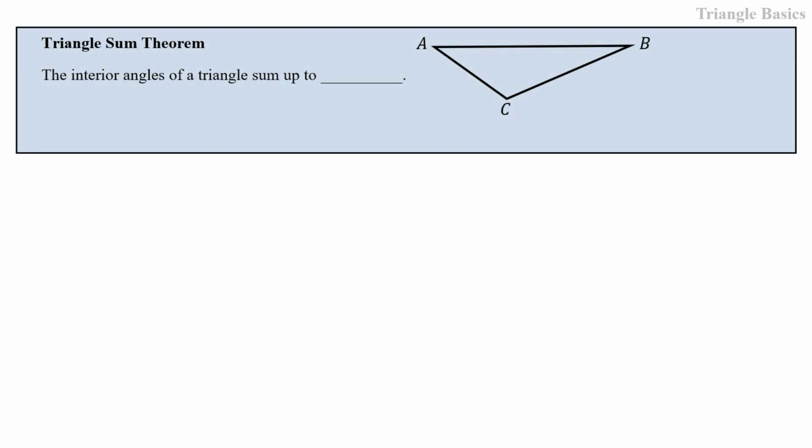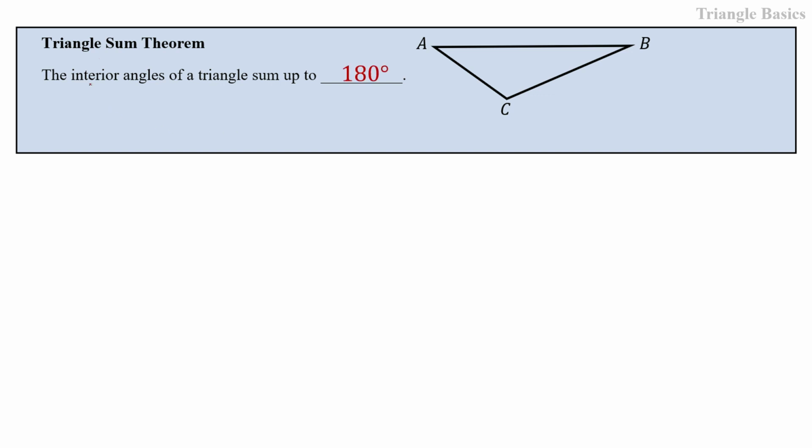Alright, now here's one of the most important theorems that you're going to be using for this whole chapter, and also in other chapters: the triangle sum theorem. It's one that you have to memorize and know for the rest of the year, and it's one that a lot of people remember even after high school. It says that the interior angles of a triangle sum up to 180.